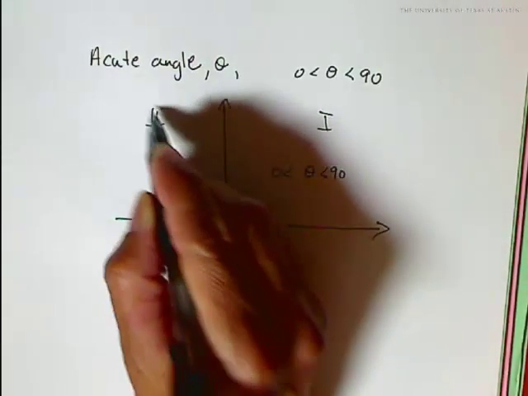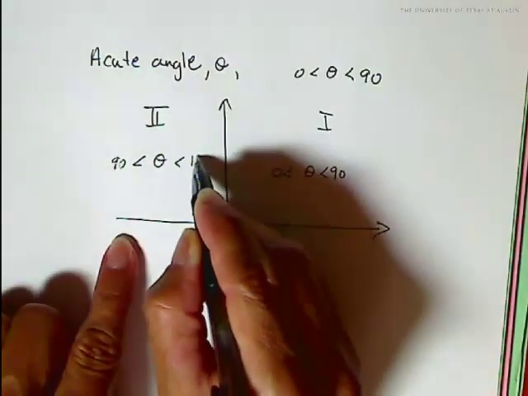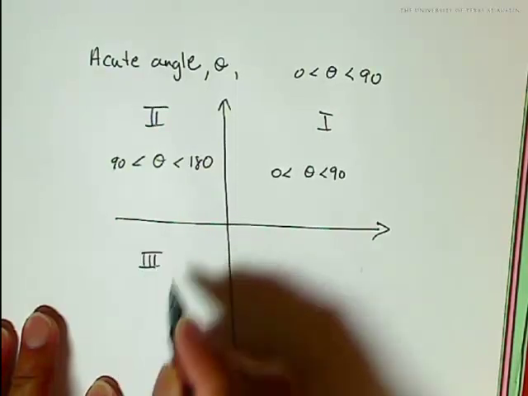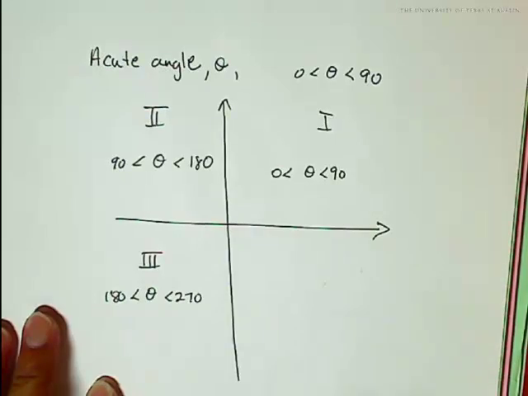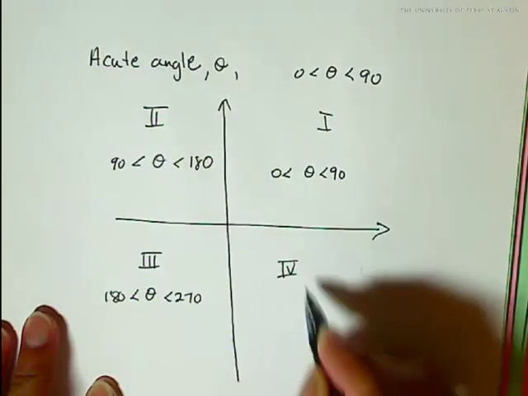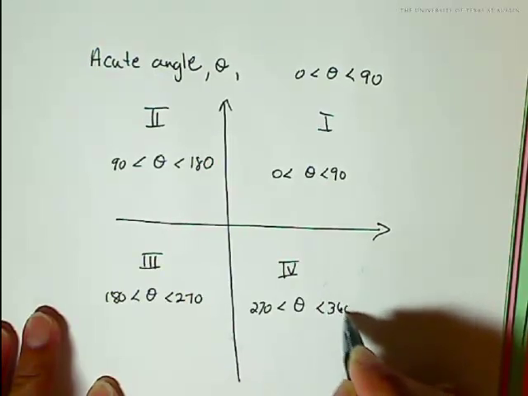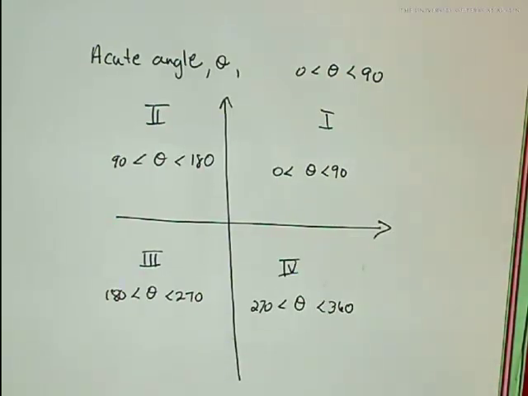In quadrant 2, theta is bigger than 90, but less than 180. In quadrant 3, theta is bigger than 180, but less than 270. And in quadrant 4, theta is bigger than 270, but less than 360. This is probably familiar to most of you all, but this is something that we all need to make sure that we agree upon as we proceed forward.